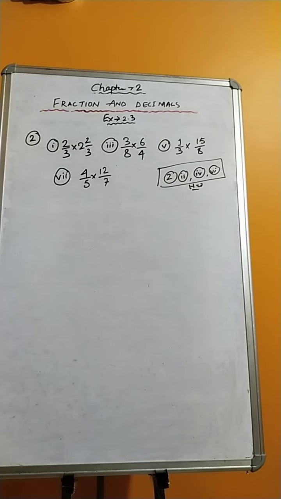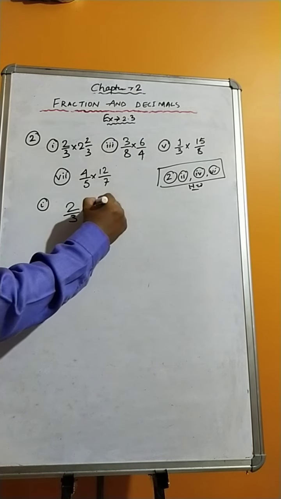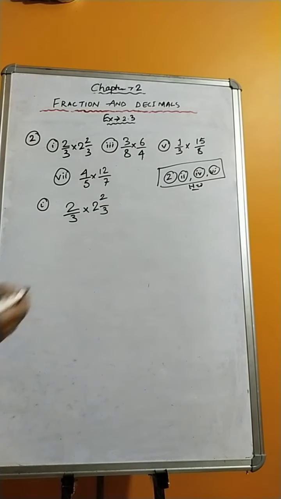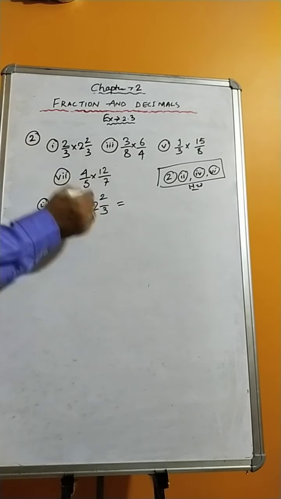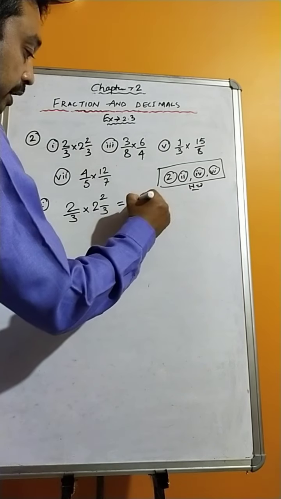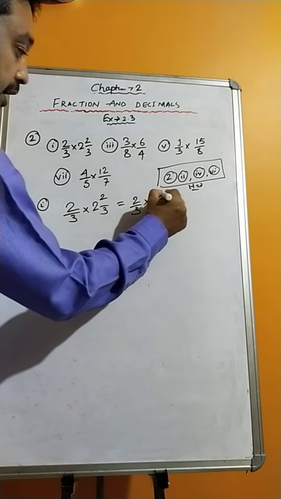Okay, so let me just explain to you sum number 1, 3, 5 and 7. These are also very easy. So let's start with sum number 1. So it is written 2 2 by 3 into 2 2 by 3. It is in the mixed fraction form. So what we'll do? Yes, we will first convert this mixed fraction form into improper form. That is 2 2 by 3, 3 twos are 6 plus 2, 8.